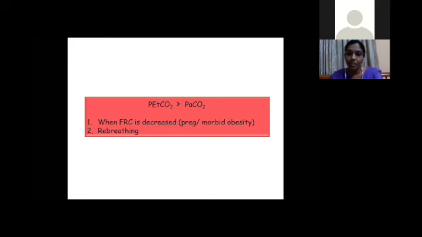And there are very few situations in which the end tidal carbon dioxide is actually greater than the arterial carbon dioxide concentration. And this is mostly asked in quizzes. Practically, we don't see it because we are not measuring the arterial carbon dioxide in all cases. It can happen when the FRC is decreased, like in pregnancy or in a morbid obesity patient, or in cases where there is significant rebreathing.